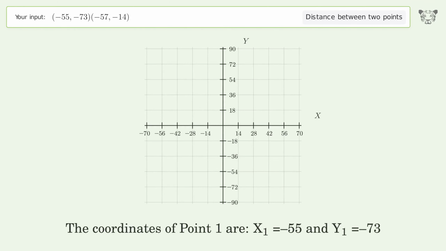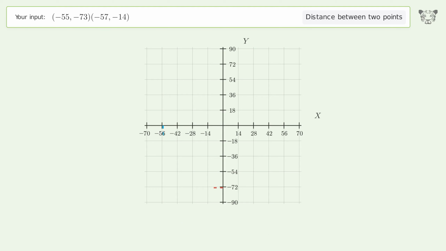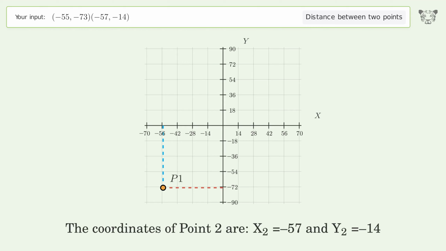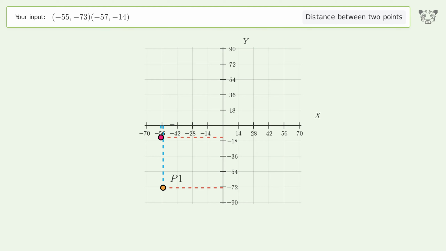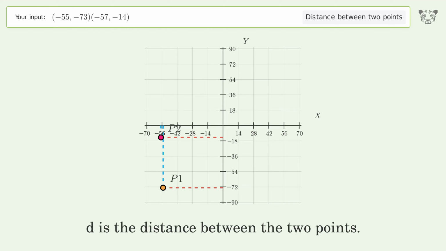The coordinates of point 1 are x1 equals negative 55 and y1 equals negative 73. The coordinates of point 2 are x2 equals negative 57 and y2 equals negative 14. D is the distance between the 2 points.